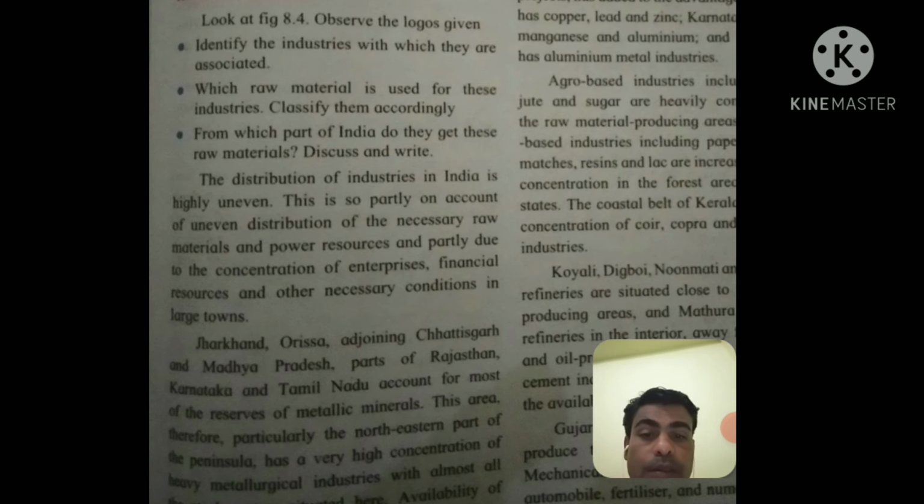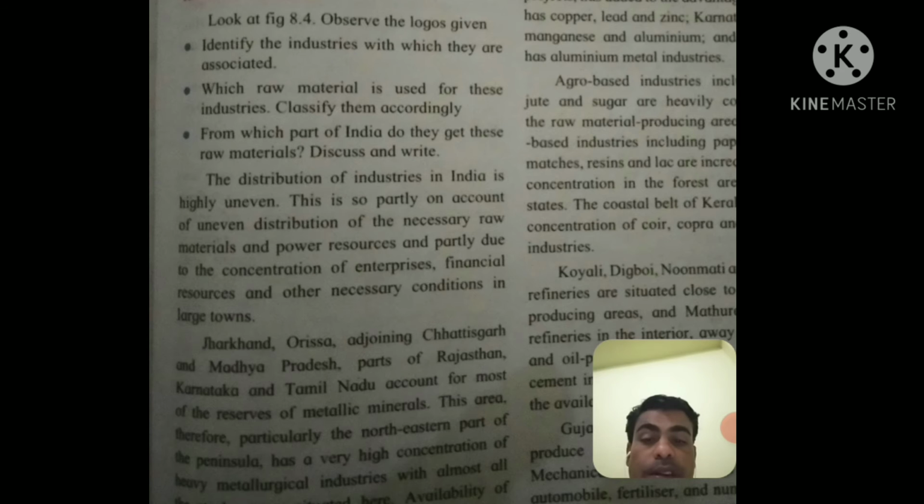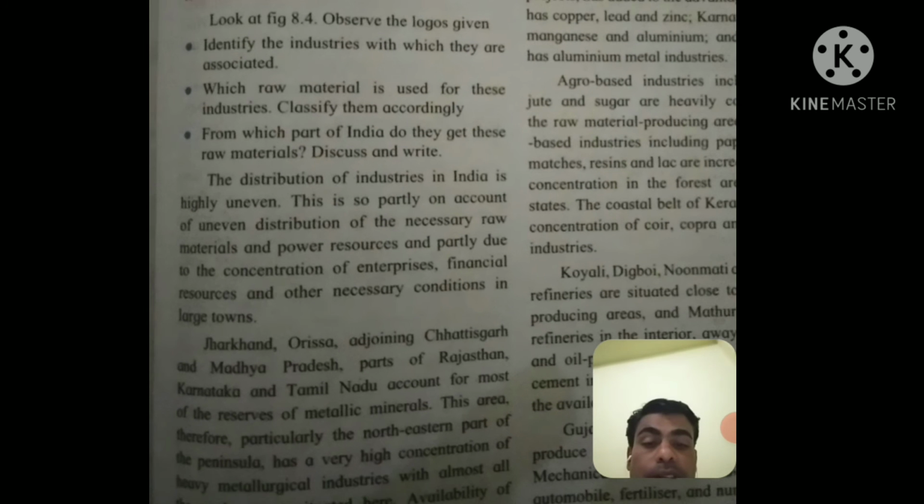This is so partly on account of uneven distribution of necessary raw materials and power resources, and partly due to the concentration of enterprises, financial resources and other necessary conditions in the large towns. So Jharkhand, Orissa, adjoining Chhattisgarh and Madhya Pradesh, parts of Rajasthan, Karnataka and Tamil Nadu account for most of the reserves for metallic minerals.